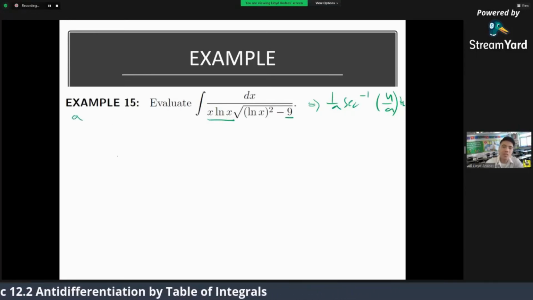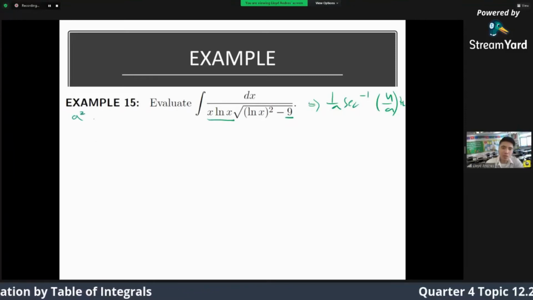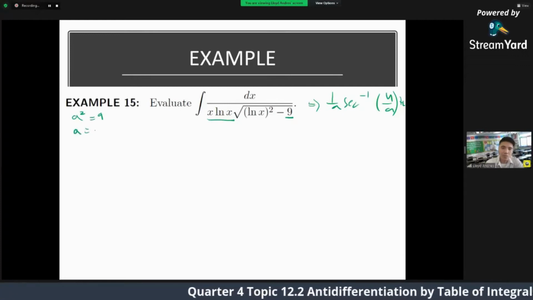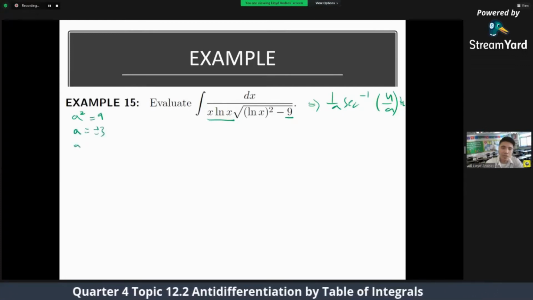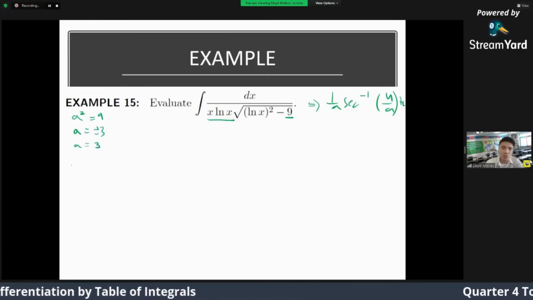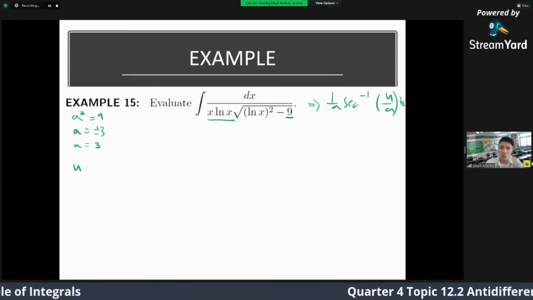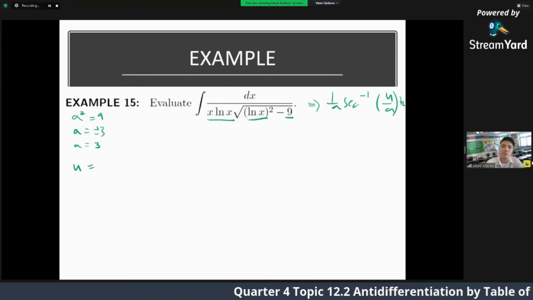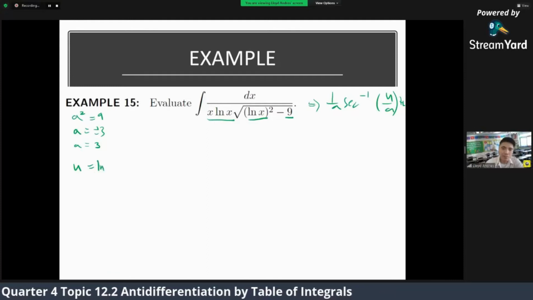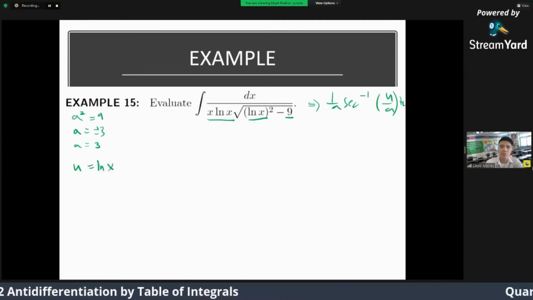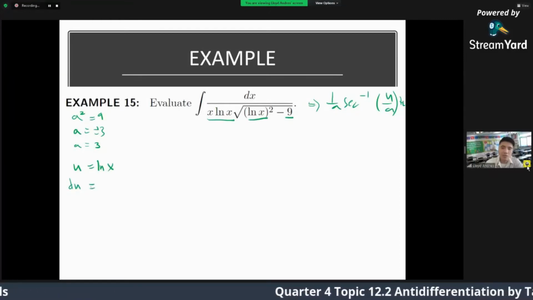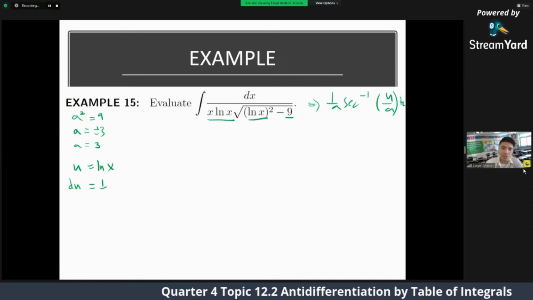Diha na sa constant. Ang constant actually is a squared, so 9. Therefore, ang a na to is positive or negative 3, but finally, positive 3 lang. While our u, ang u na to is ln of x. Tapos, ang derivative ni u, ang derivative ni ln of x is actually 1 over x dx.